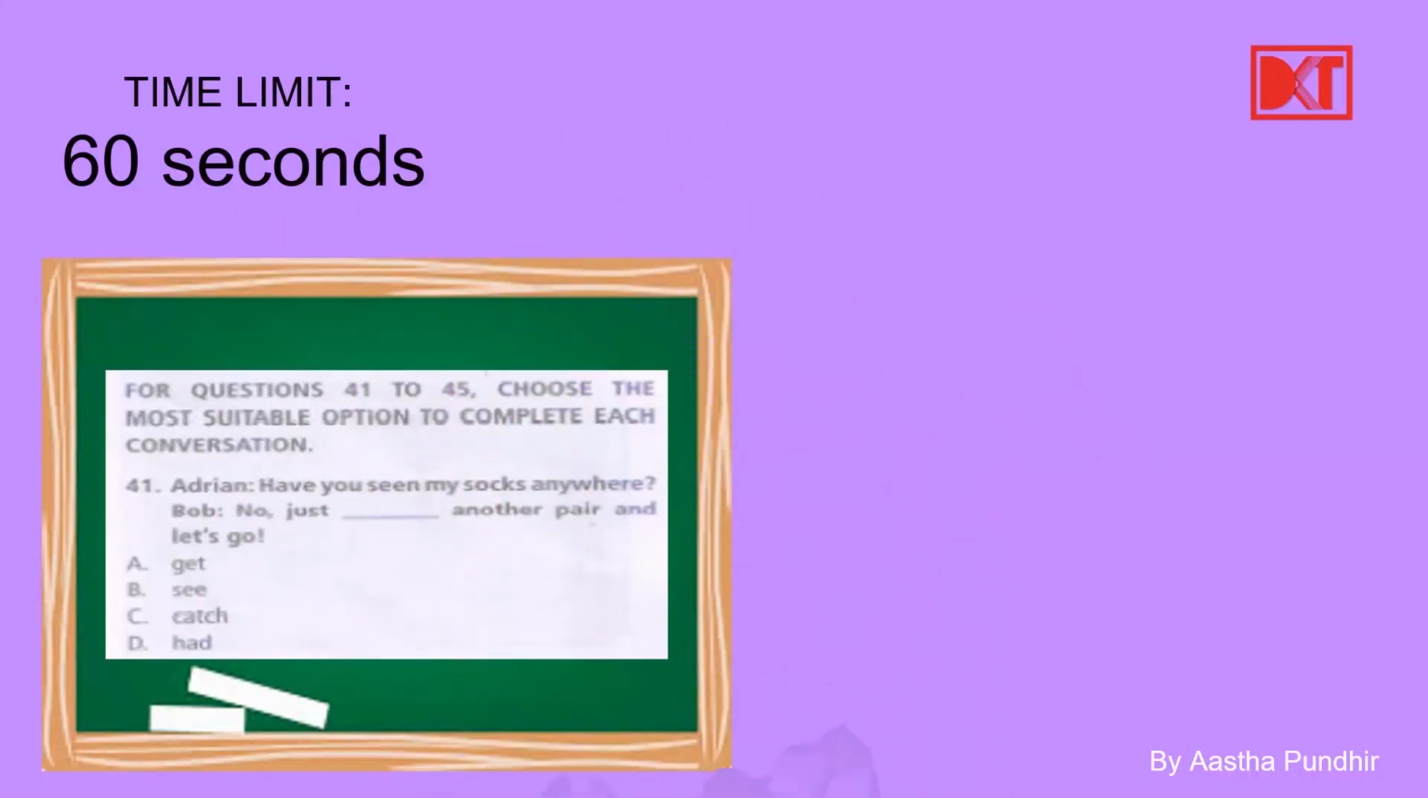So here for questions 41 to 45, what we have to do is choose the most suitable option to complete each conversation. Let's see. Adrian says, "Have you seen my socks anywhere?" So Bob would reply, "No, just dash another pair and let's go." Let's get another pair, let's see another pair, let's catch another pair, let's had another pair. This is pretty easy. The answer is A. Now let's just get another pair and let's go.